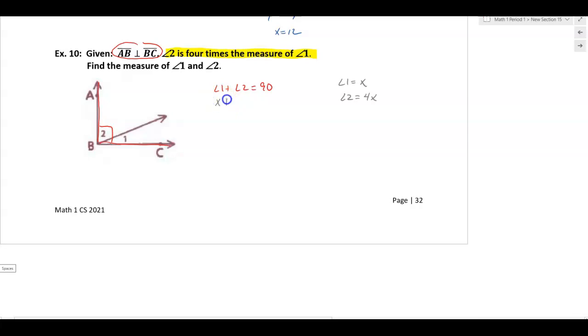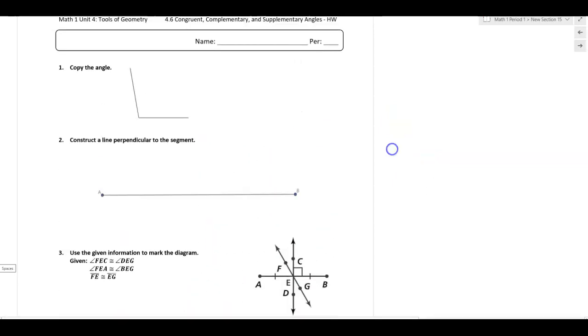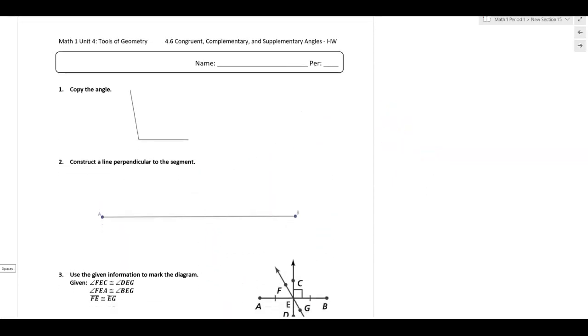So here I can say x plus 4x equals 90. Now, combine like terms: 5x equals 90. I'm going to divide by 5, and I'm going to get x is equal to 18. Now I know angle 1 is going to be 18 degrees, and angle 2 is going to be 4 times 18, which is 72 degrees. So this should give you enough to go ahead and start the homework, right? And that's going to be page 33 and 34. So go ahead, try the homework, and let me know if you have any questions.